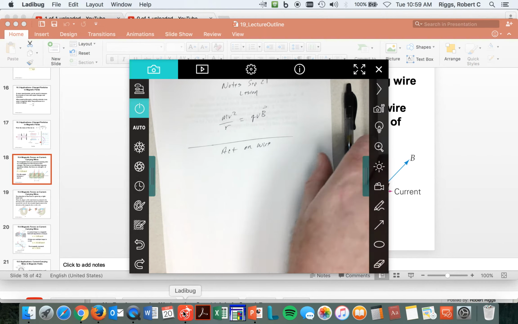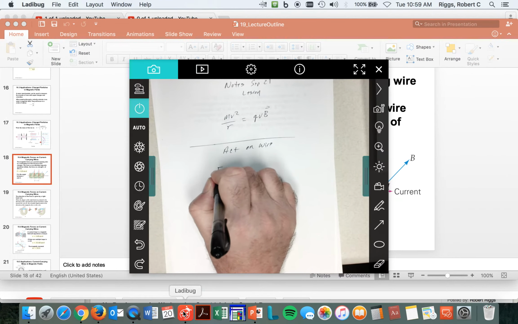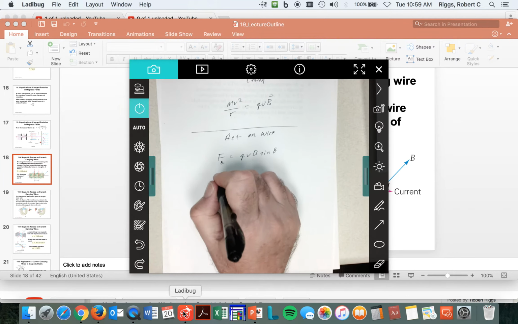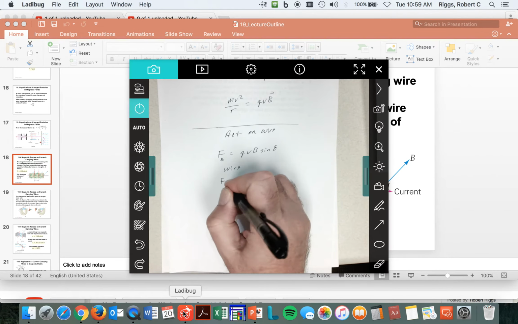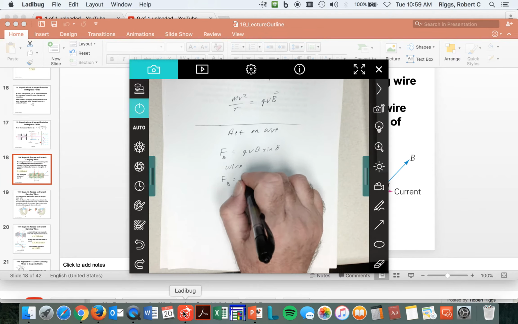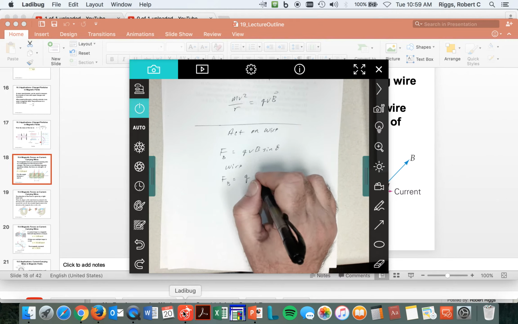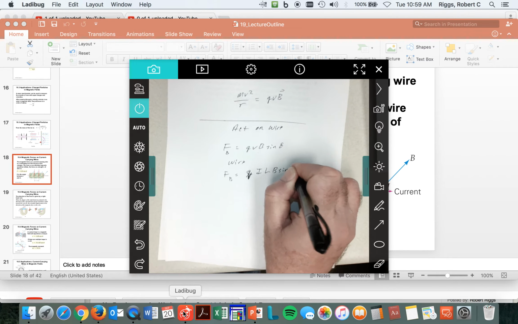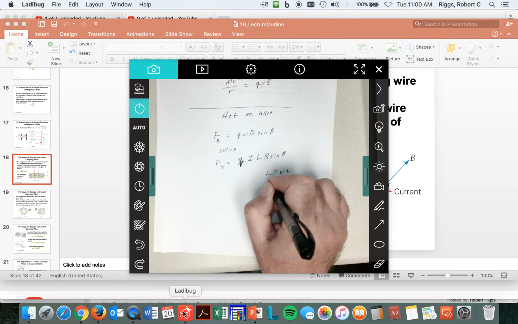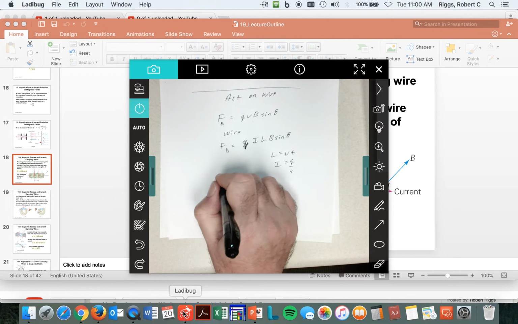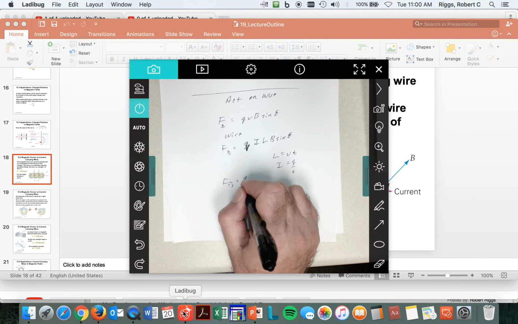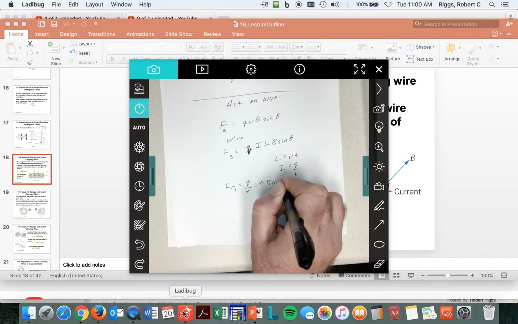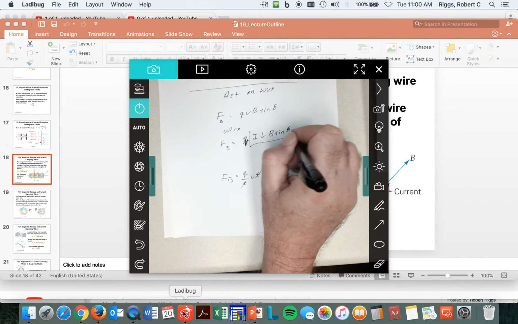Let me show you, real quick. Force acts on a wire, right? You know that the magnetic force is QV times B sine theta, right? Well, here's the deal. For a wire, then, the force is equal to ILB sine theta, where L is equal to VT and I is equal to Q over T. So when I put this together, this is really cool: Q over T times VT times B sine theta, the T's cancel. So this works.